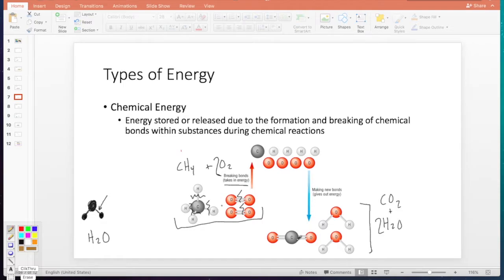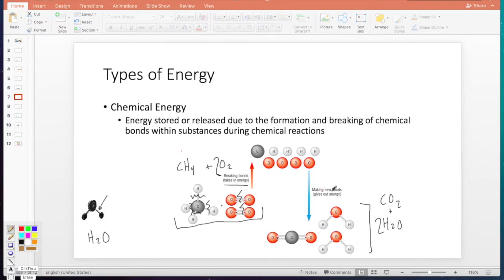And then when I form new bonds to make the new stuff, the atoms rearrange. So this carbon here, which was stuck together with four hydrogens, is now going to get stuck to two oxygen atoms. The atoms are rearranging themselves in this chemical reaction. Whenever you form these new bonds, energy is released from the system, so energy can go out of the system. So if bonds break, energy goes in to the system. When bonds are formed, energy goes out.